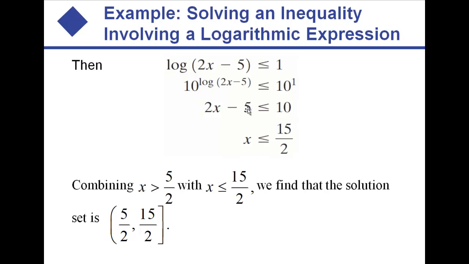And from here, it's just a simple inequality, right? Add 5, there's your 15, divide by 2. So x has to be less than or equal to 15/2, but we also know that x has to be greater than 5/2 as part of the domain. So the total answer is combining those two, and we get this. Okay?